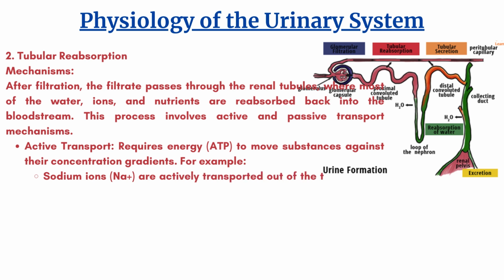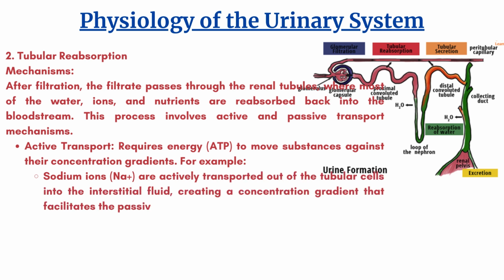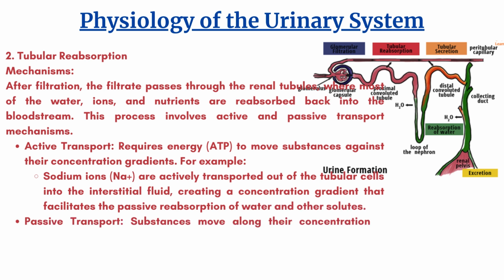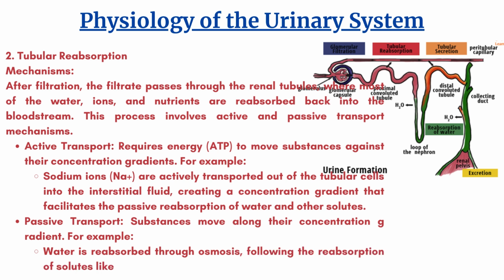Active transport requires energy, ATP, to move substances against their concentration gradients. For example, sodium ions, Na+, are actively transported out of the tubular cells into the interstitial fluid, creating a concentration gradient that facilitates the passive reabsorption of water and other solutes. Passive transport. Substances move along their concentration gradient. For example, water is reabsorbed through osmosis, following the reabsorption of solutes like Na+.